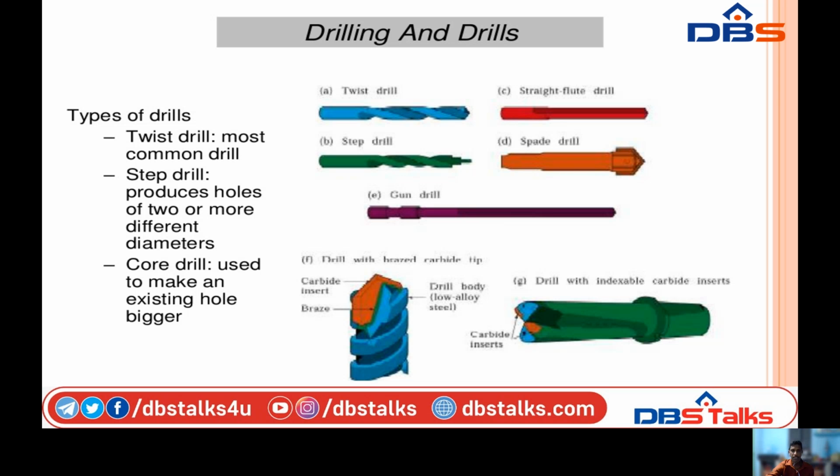For example, taking a bench drilling machine, by using a bench drill machine we can produce holes from 1.5 mm to 15 mm diameter. Next, the upright drilling machine can produce holes up to 50 mm. These are the different diameters. The core drill is used to make an existing hole bigger. An already existing hole can be enlarged by using a core drill.